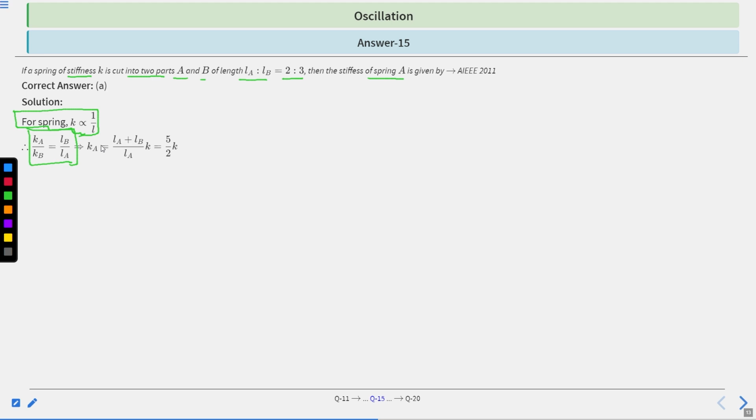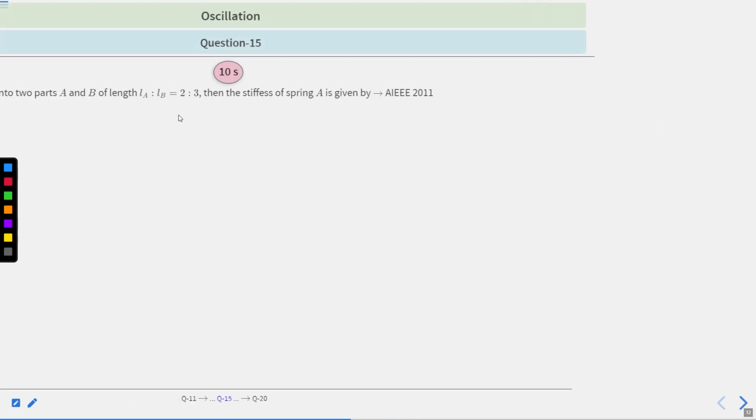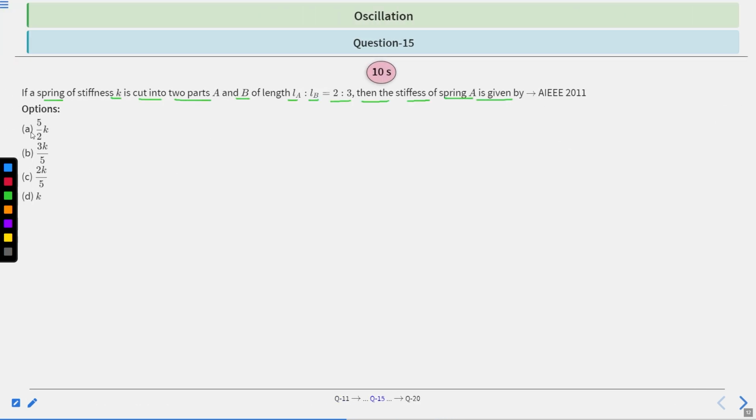So putting the given quantities in this expression, we get Ka equal to (La plus Lb) multiplied by K divided by La. So Ka becomes 5 by 2 K. So the stiffness of spring A is 5 by 2 K. So the correct answer is A, 5 by 2 K.